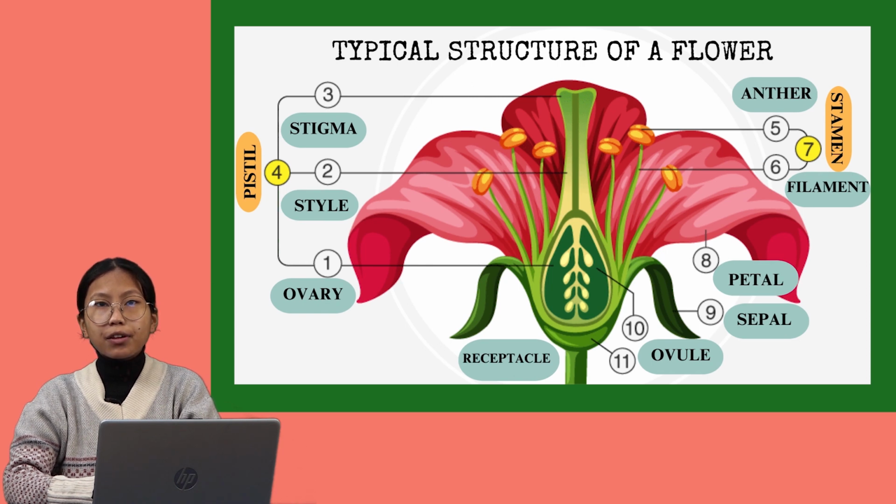Fifth, it is anther. Sixth, filament. Anther and filament together makes stamen. Eighth, it is petals. Ninth, sepal. 10th, ovule. Ovules are the part of an ovary. 11th, it is a receptacle.